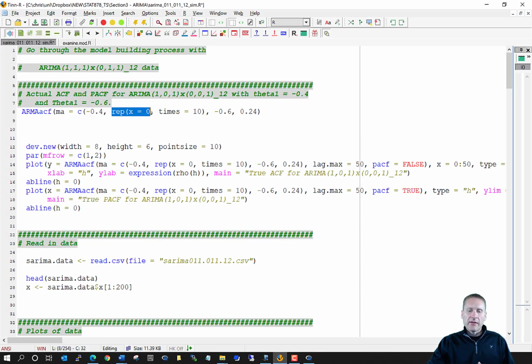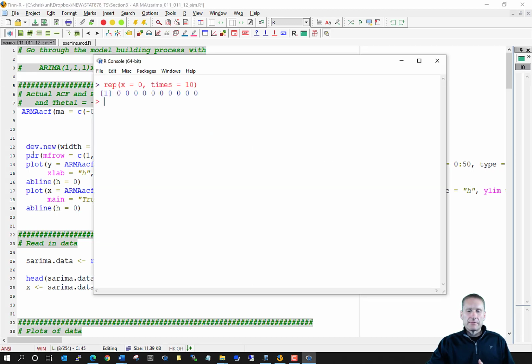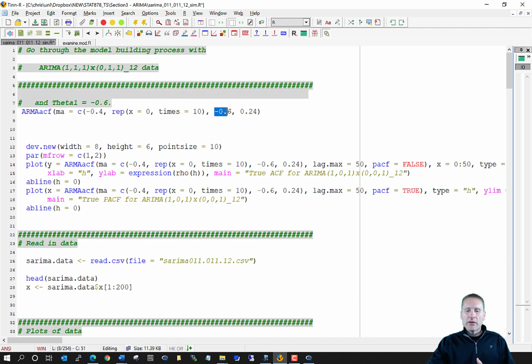So because of that, I'm going to repeat 0 10 times. Then here's the coefficient on b to the 12th. Here's the coefficient on b to the 13th. I'm going to combine this all together and associate it with my MA argument.